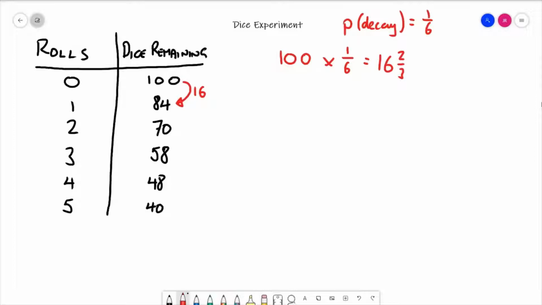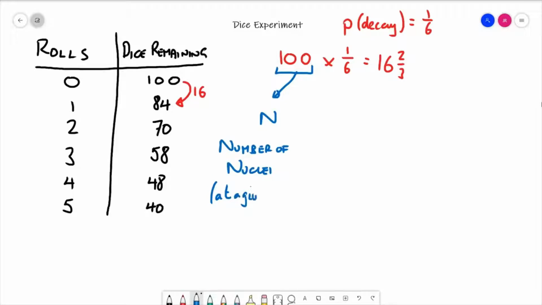Now just from that equation we can start to define some terms that we're going to use later on. The 100 that we've got here I'm going to call big N, and we're going to call that the number of nuclei at a given time. The next part was the probability of decay. The probability of decay we're going to give the symbol lowercase lambda, and that is known as the decay constant. Even though we've called it the decay constant, it is really just the probability of decay in a given time period.